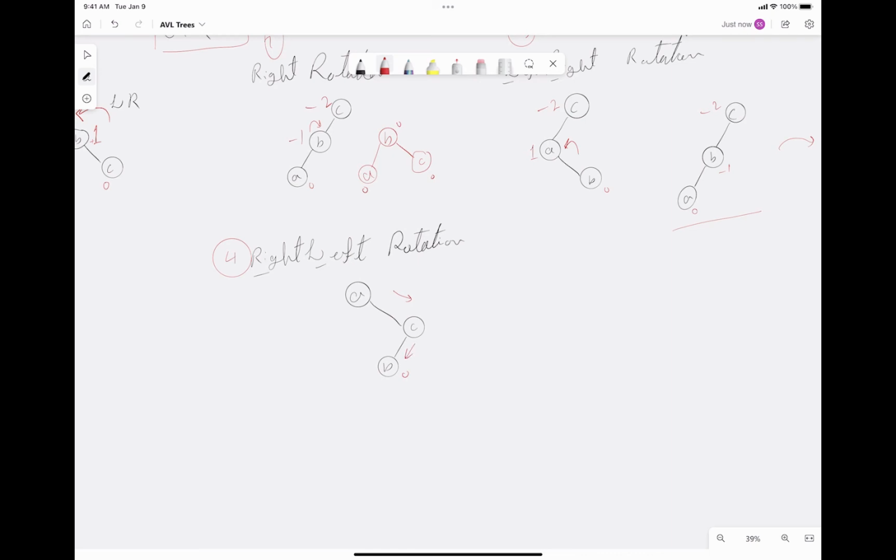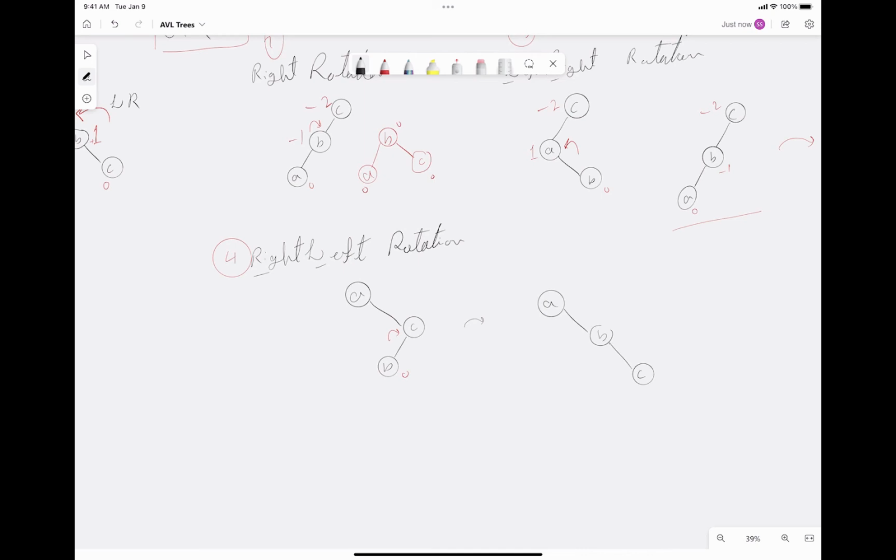So here we need to do one right rotation first around C again. So it's going this way. Again, let me delete the unnecessary stuff here. And then after this rotation, we're going to end up with A, here we're going to have the node B, and here we're going to have the node C. So again, as you see, B was the left child of C, and now C became the right child of B.